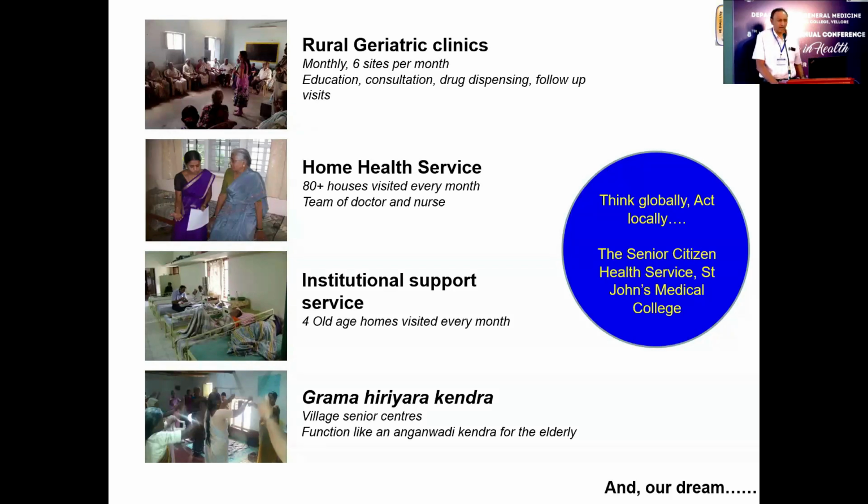And recently we started something called the Grama Hiriyara Kendra, which is Kannada for Village Senior Center, modeled on the Anganwadi Kendra. In fact, Ravi Narayan of Sochara calls it the Elderwadi, a place where, just like children come in the morning, stay during the day and go back in the afternoon, older people come. We've trained somebody to go through a little physical activity and a little interaction with them. They spend time and go back in the afternoon at about 2:33.